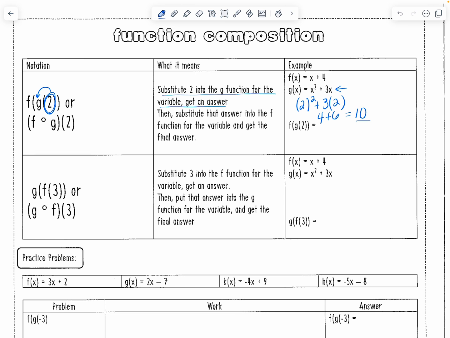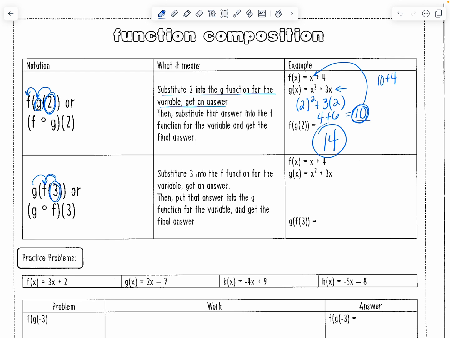Then substitute that answer into the f function. Once we get an answer, we take that and plug it into the f function. So I'm going to take this 10 and plug it in for the x in the f function. So this is 10 plus 4, which gives me 14 as my answer. When we're doing this, you're going to start on the innermost parentheses and work your way out.